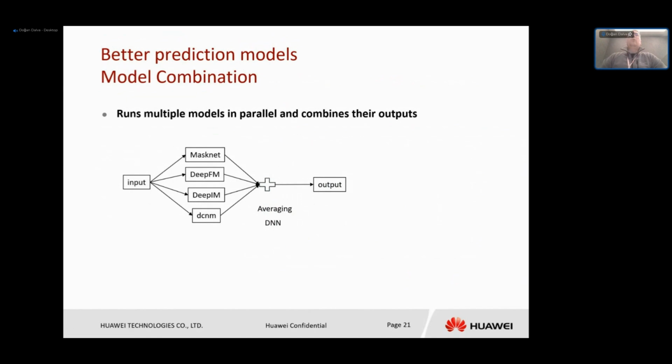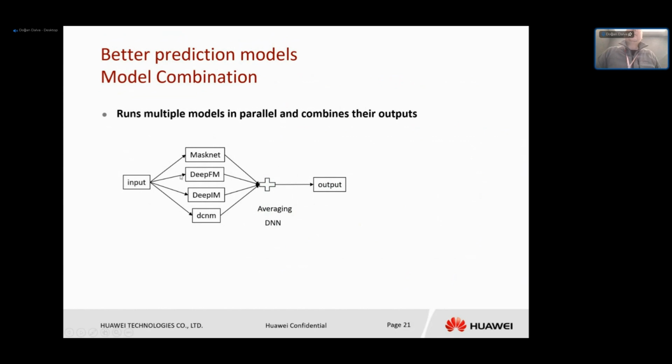Another technique is model combination, where we can run several models in parallel and combine their outputs by averaging, or by using another deep neural network at the end that produces the output. This is model combination, and we can experiment with different models here or the same model repeated, because this combination produces more robust results and decreases variance in the predictions.